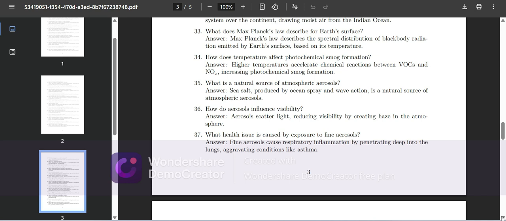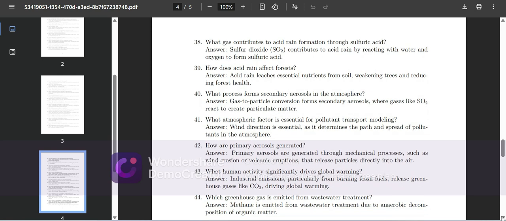What health issue is caused by exposure to fine aerosols? Fine aerosols cause respiratory inflammation by penetrating deep into the lungs, aggravating conditions like asthma.